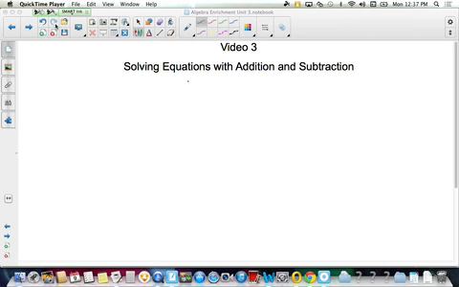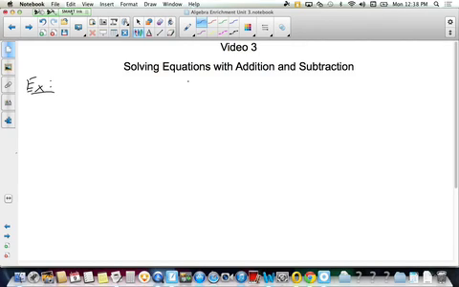Which is going to be on solving equations with addition and subtraction. So let's look at some examples. An equation is an expression combined together with an equal sign. So we have x minus 10 equals 14, and we want to solve that equation. Okay?